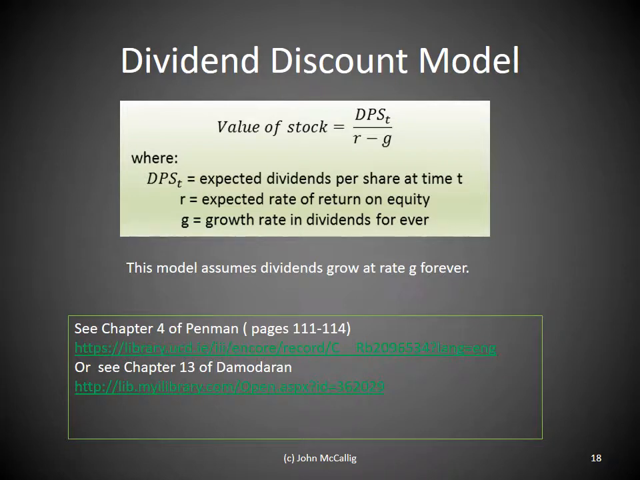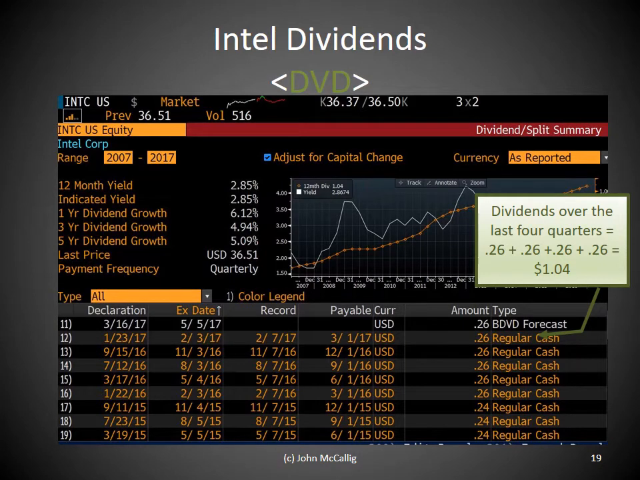What is the general dividend discount model? Well, it's a very simple model. The value of the stock is the dividend per share divided by R minus G. R is the expected rate of return on equity, so this is the cost of equity we saw in the last section. And G is the growth rate in dividends forever. So if we're able to estimate what we think the dividends will grow at forever, and we have the cost of equity capital and the dividends, then it only takes us a second to work out the dividend model. Again, if you want more details on this, chapter 13 of Damodaran is a good place to start.